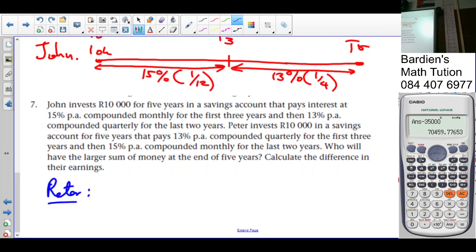Peter invest 10,000 Rand at T0, sorry, 10,000 Rand in a savings account for 5 years that pays 13% per annum compounded quarterly for the first 3 years.